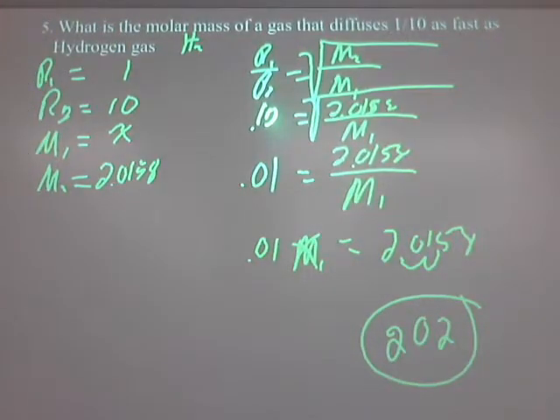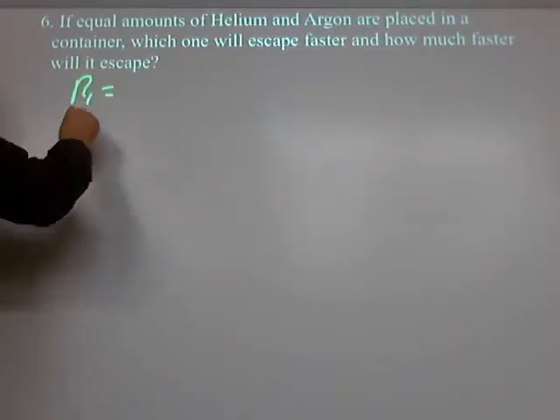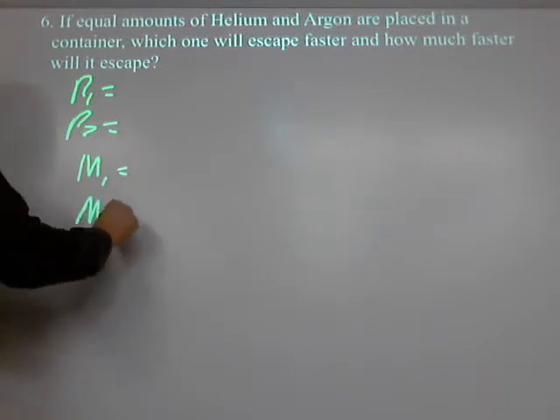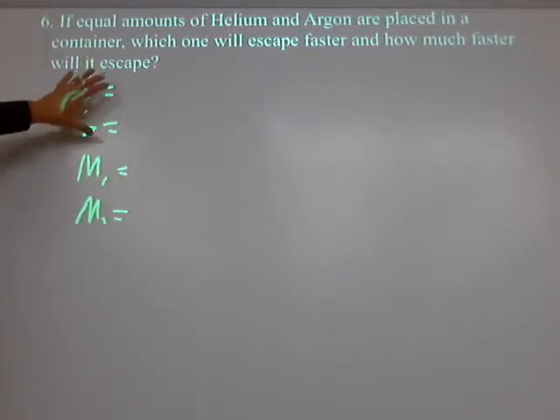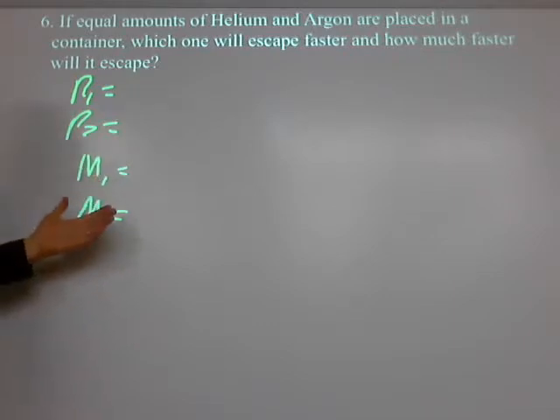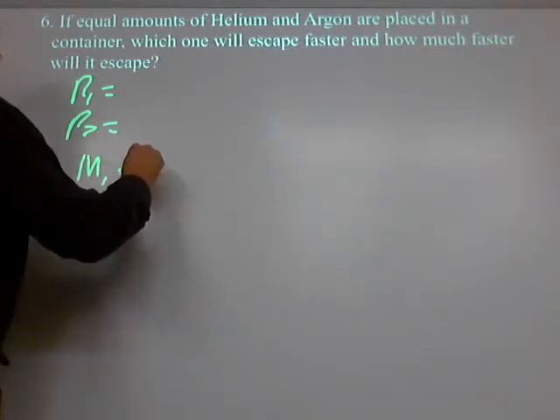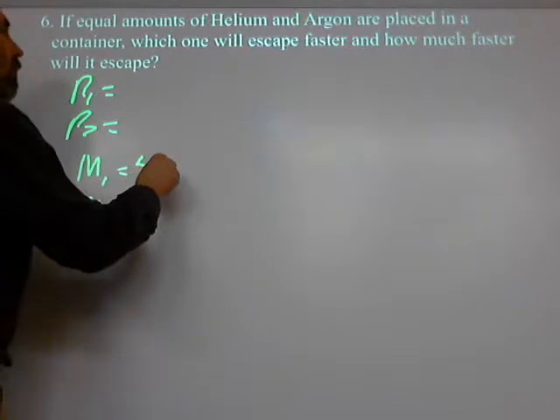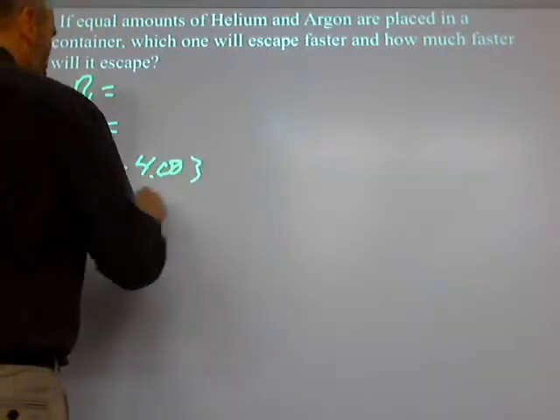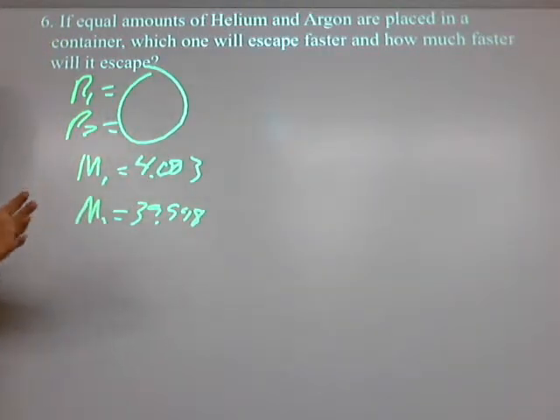All right, how about this guy right here? Last one, we only have 3 minutes left. Okay, how about this guy? Same thing, R1, no, that's wrong. R1, R2, M1, M2. This one's solving for something different. Okay, I want the ratio. I want how much faster or slower. All right, first of all, I know which one's going to be faster. The helium. All right, let's call him M1. It doesn't really matter. We could do it the other way, but if you call him M1, it makes more sense. And his molar mass is 4.003. And argon's is 39.948.